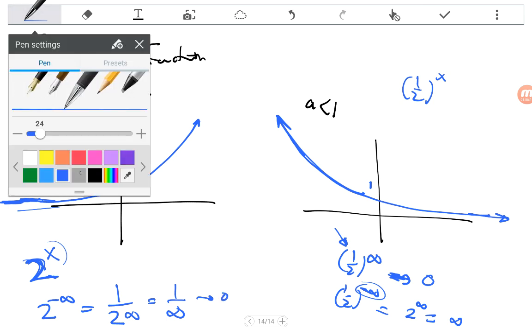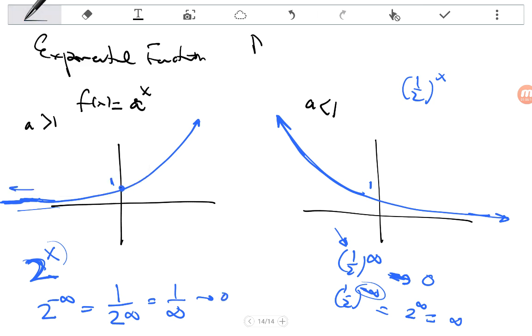What are the domain and the range? What is the domain of the function, either this one or this one? They are the same. What is the domain? Yes, R. The domain is R. It accepts anything inside. There is no problem in accepting anything as the power of the exponential function, either this one or this one. Okay, so the domain is R.